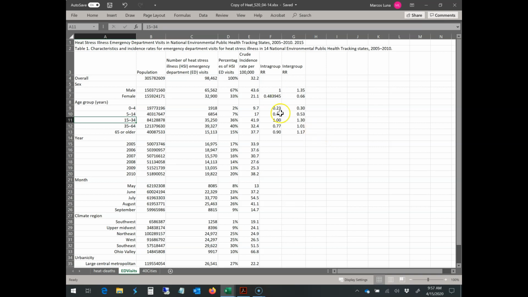Okay, so you see how to calculate both the intragroup relative risk and the intergroup relative risk. So I'm going to leave that to you to do the remainder of these different categories so that you can compare them. So I'm going to stop here and we'll continue with the last bit of part 2 exercise in the next video.